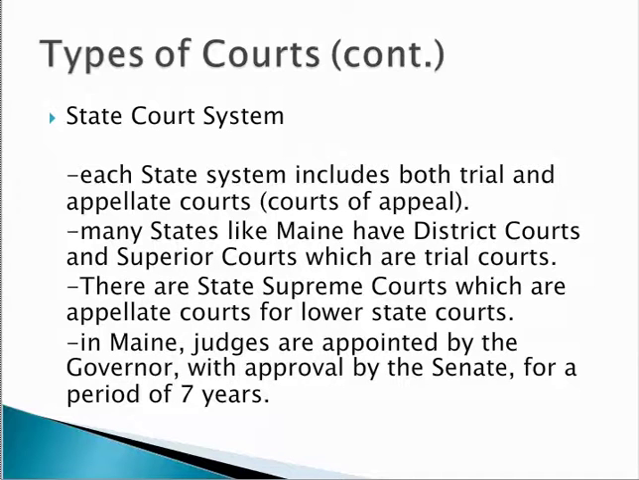In Maine, judges are appointed by the governor with approval by the Senate for a period of 7 years. So state supreme court judges, or any judge in Maine, they're not appointed for life like they are in the federal system. They're appointed for 7 years.